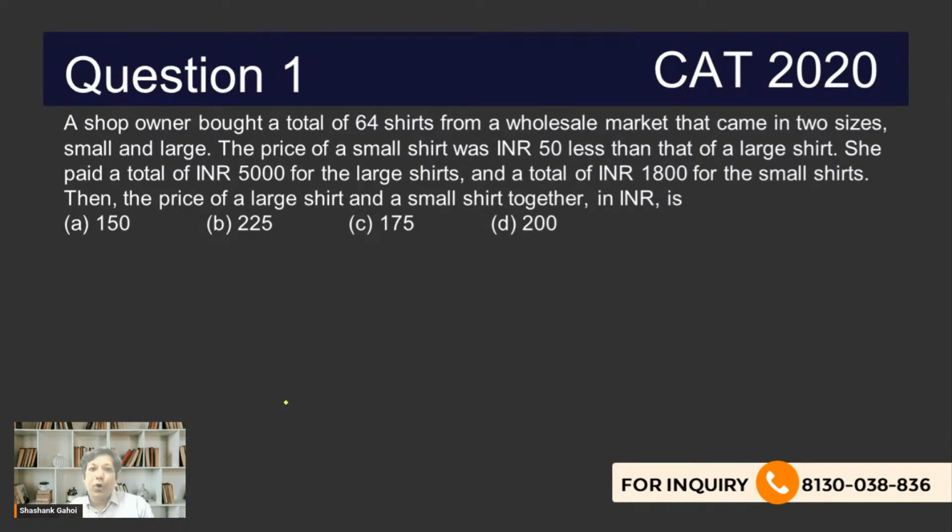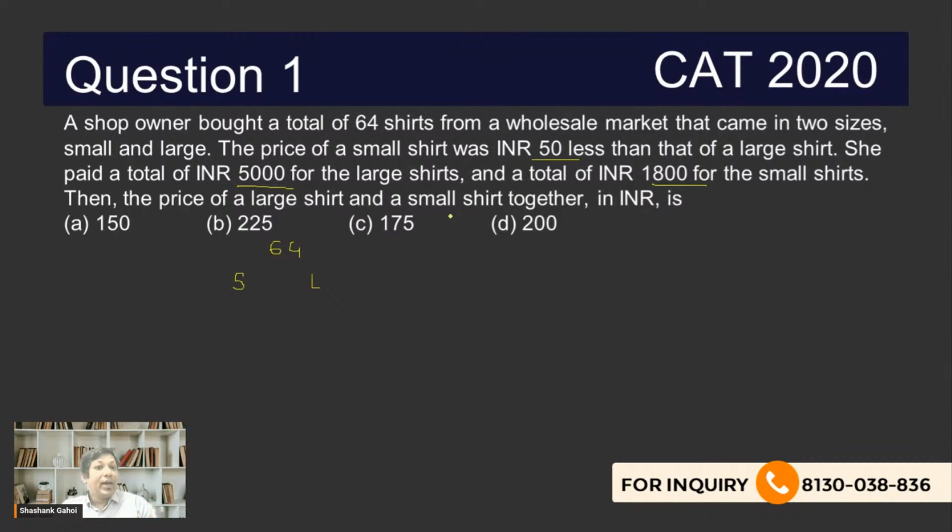A shop owner bought a total of 64 shirts from a wholesale market that came in two sizes, small and large. So basically I have 64 shirts. Some of them are small, some of them are large. Okay, the price of a small shirt was 50 less than that of a large shirt. She paid a total of 5,000 for the large shirts and a total of 1,800 for the small shirts. Find the price of a large shirt and a small shirt together. Okay, so this is what the question is saying.